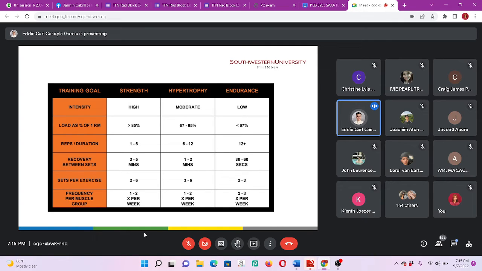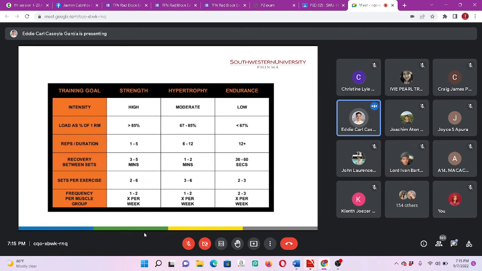For example, the weight, okay? So that is your highest weight that you can lift. For example, 50 kilogram. Okay, so try to get a calculator. So 70 or 50 lang. Sige, 50 kilogram lang, 1 RM for men, 50.